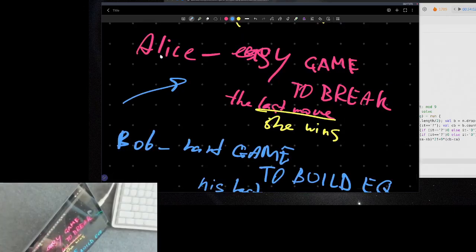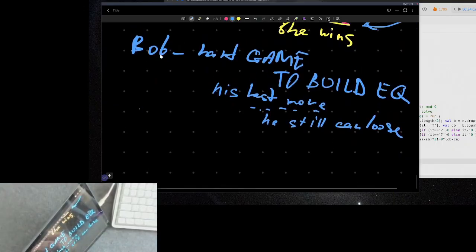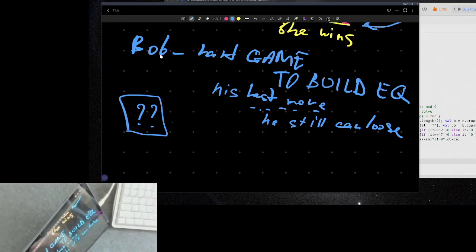So if we have calculated that our count of question marks is odd, then Alice has the last move and she wins her game. But for the second half of the problem, where we have an even count of question marks, it is a different story. Bob has the last move, but will he succeed? It still depends on Alice's will.